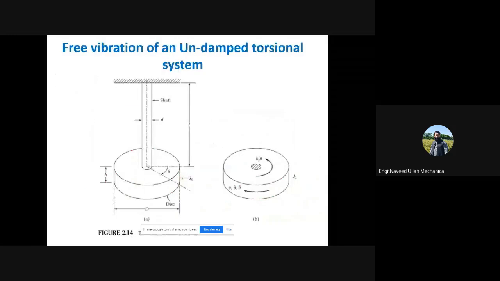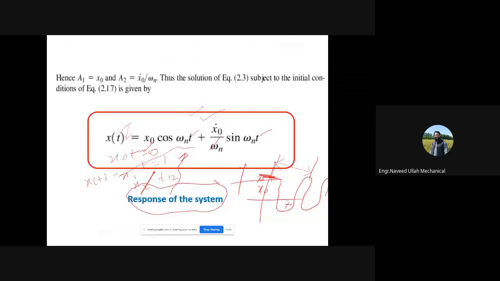If you remember, in the beginning I told you that if you derive the equation of motion, you need to find out the natural frequency and the response of the system. So for that particular simple system, we found out the natural frequency and response of the system. Now consider the free vibration of an undamped torsional system, where you measure the coordinates through theta.